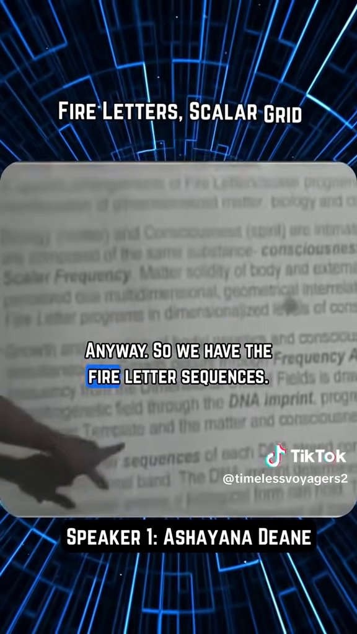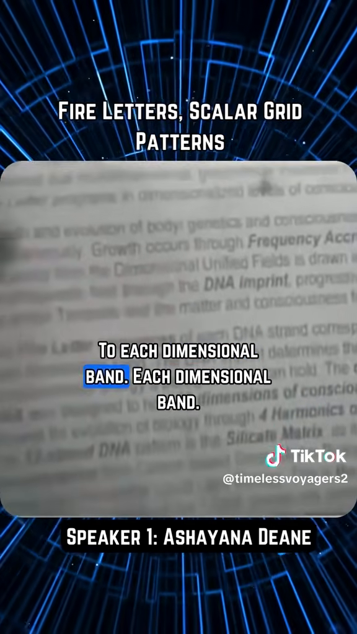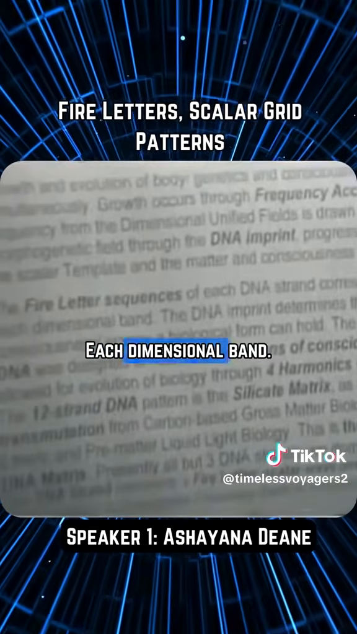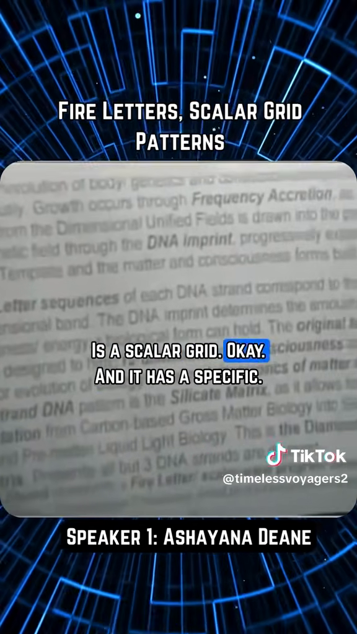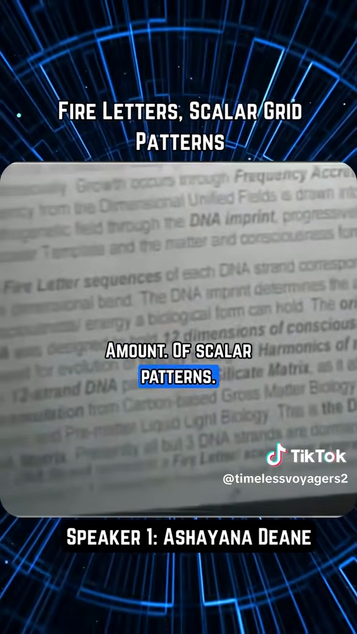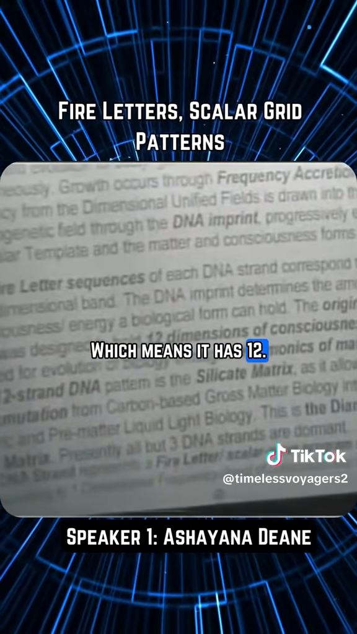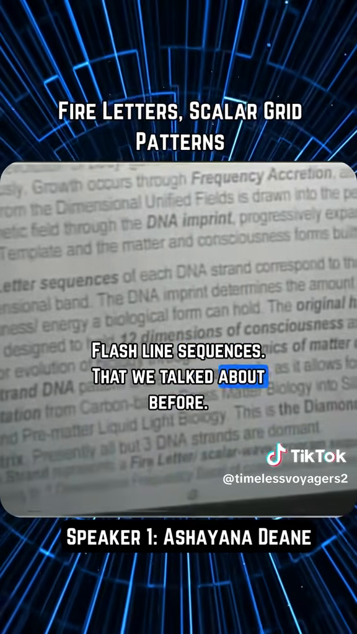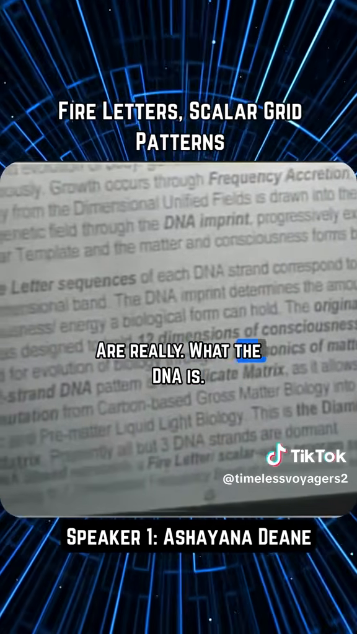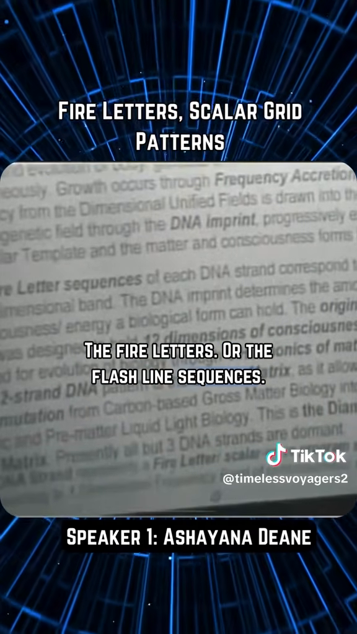Anyway, so we have the fire letter sequences of each DNA strand correspond to each dimensional band. Each dimensional band in that whole morphogenetic structure, 15 dimensions, is a scalar grid, and it has a specific amount of scalar patterns. Each dimension has 12 subfrequency bands, which means it has 12 flash line sequences that we talked about before. Okay? These flash line sequences are really what the DNA is, the scalar patterns of the DNA. The fire letters are the flash line sequences.